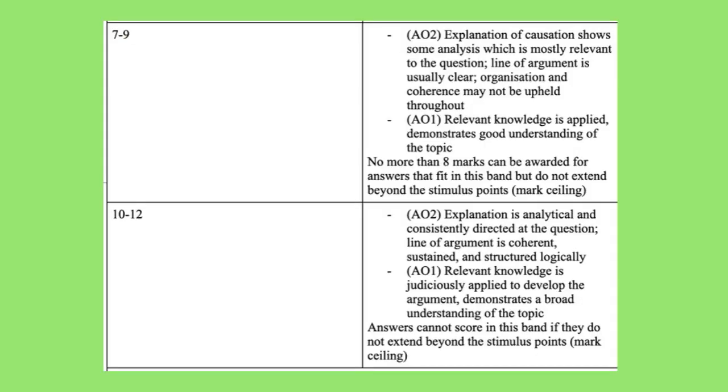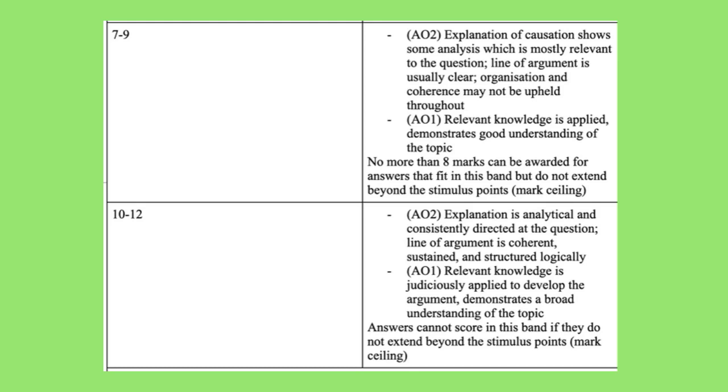Now let's take a look at the top 2 bands. Now you'll see here that we've got words like analytical, consistently directed towards the question, coherent line of argument, logically structured. So in terms of AO2, top band answers will analyse exactly what the question asks them to. They've taken the topic and they've thought about it from different points of view. They've made it clear that they can explain their answer in detail, bringing in evidence from their own knowledge in terms of AO1, and making sure that every comment they make is linked back to their initial argument.